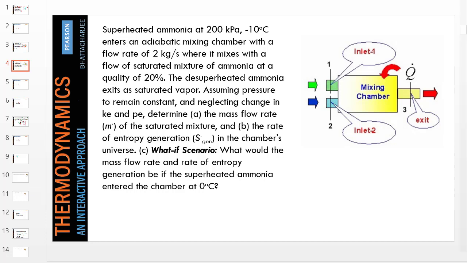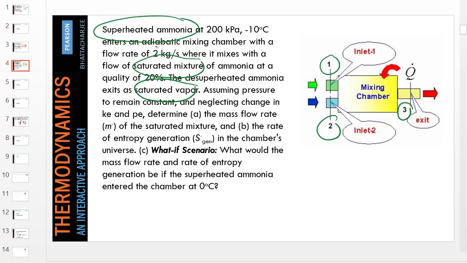Hello and welcome. Here we have a mixing chamber where a superheated ammonia and a saturated mixture of ammonia mix together to produce a saturated vapor. So we have state 1 would be our superheated ammonia, state 2 will be our saturated mixture of ammonia, liquid and vapor, and finally state 3 will be the exit state of saturated vapor. Some of the properties of these three states are given.